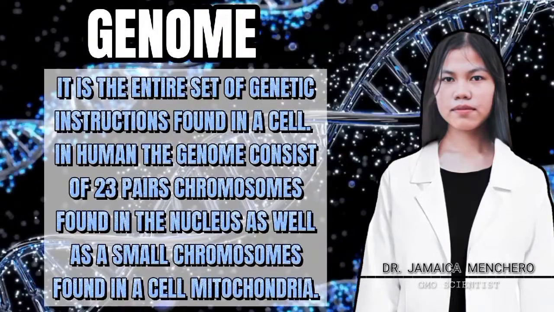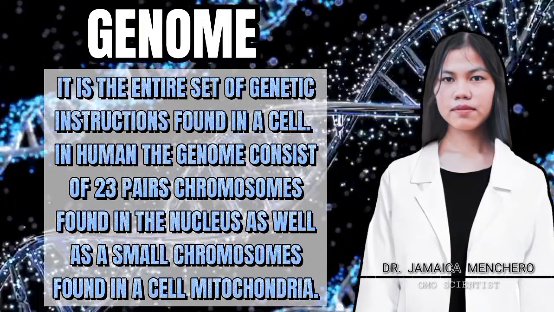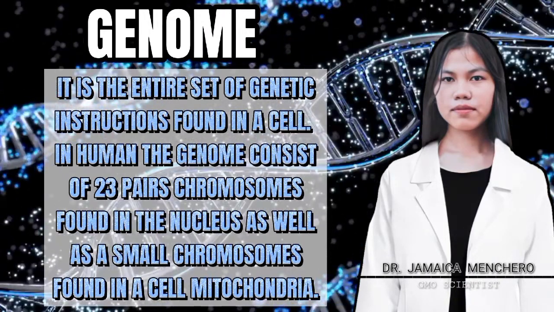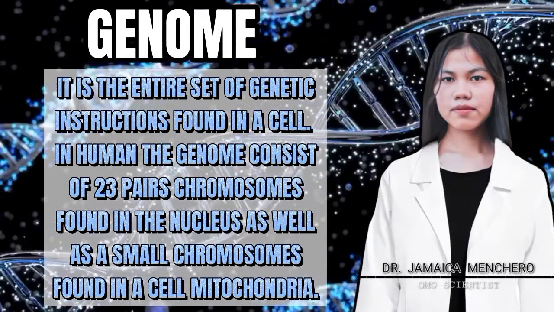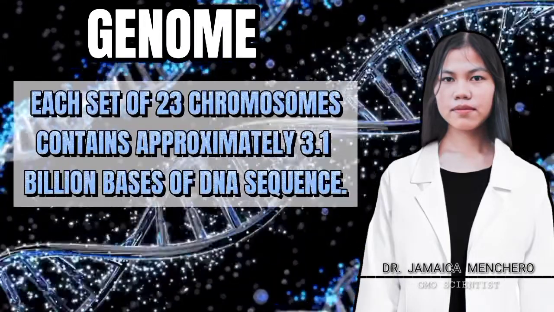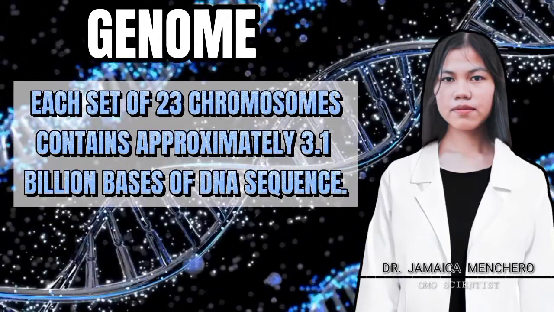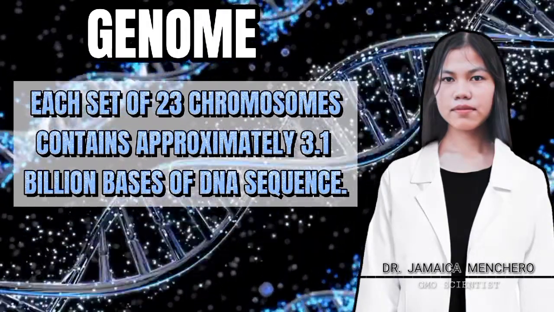Genome. It is the entire set of genetic instructions found in a cell. In a human, the genome consists of 23 pairs of chromosomes found in the nucleus, as well as a small chromosome found in the cell mitochondria. Each set of 23 chromosomes contains approximately 3.1 billion bases of DNA sequence.